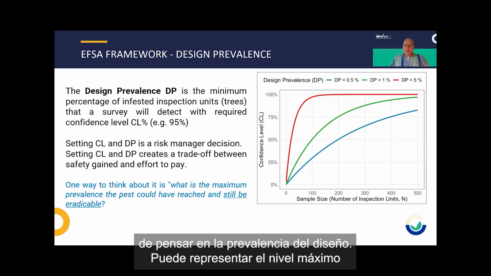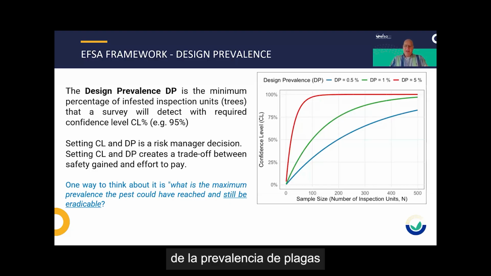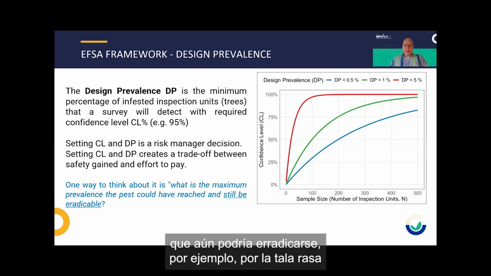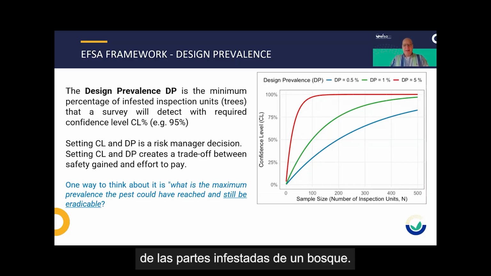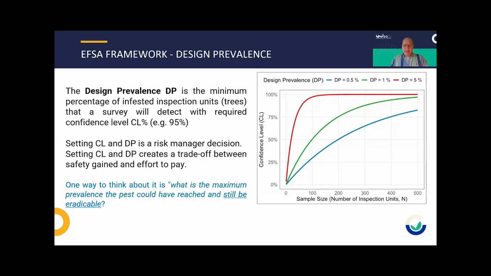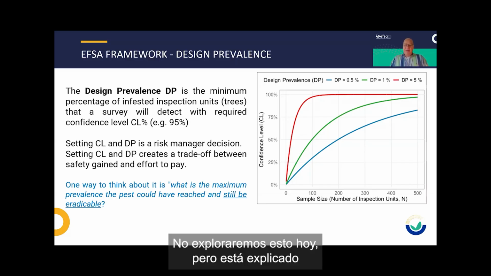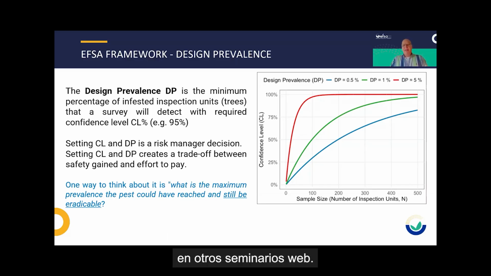There is another way to think about design prevalence: it could be the maximum prevalence of the pest in the survey area that still can be eradicated, for instance, by clear-cutting parts of the infested part of a forest. We will not follow this today, but there are other webinars where this approach is exploited.